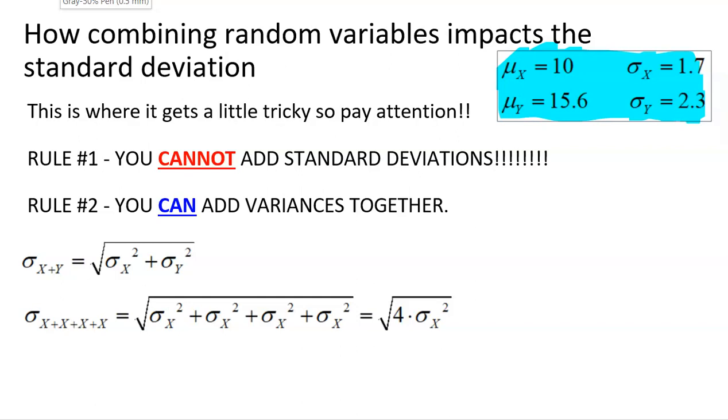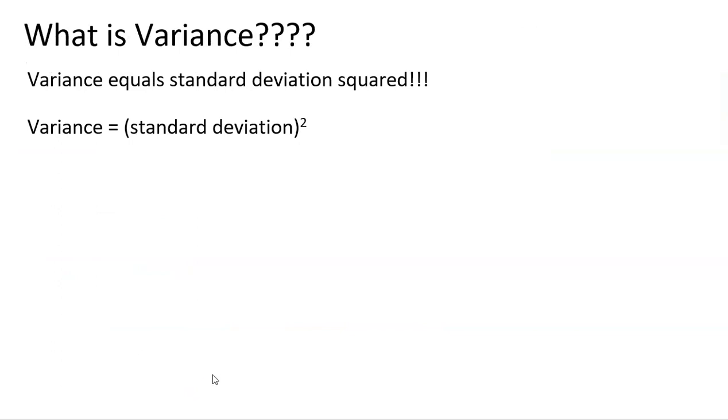Rule number 2: you can add variances together. You can't add standard deviations, you can add variances. So if you need a refresher on variance, here we go. Variance is simply standard deviation squared. That's it. If you take the standard deviation and square it, you have variance.